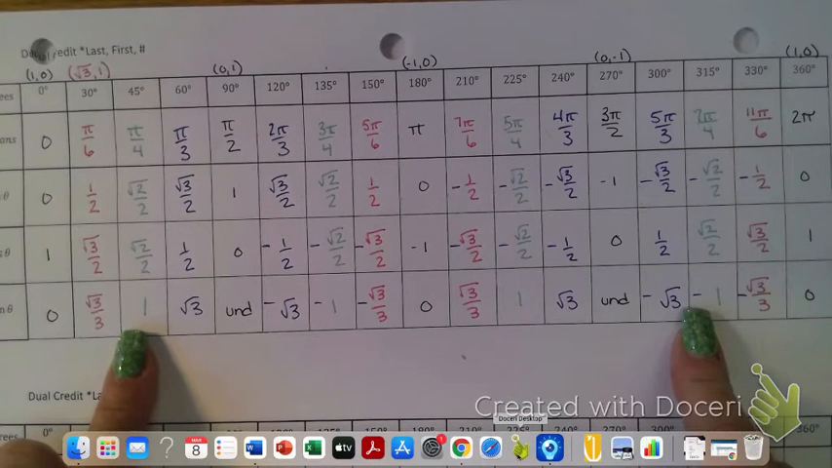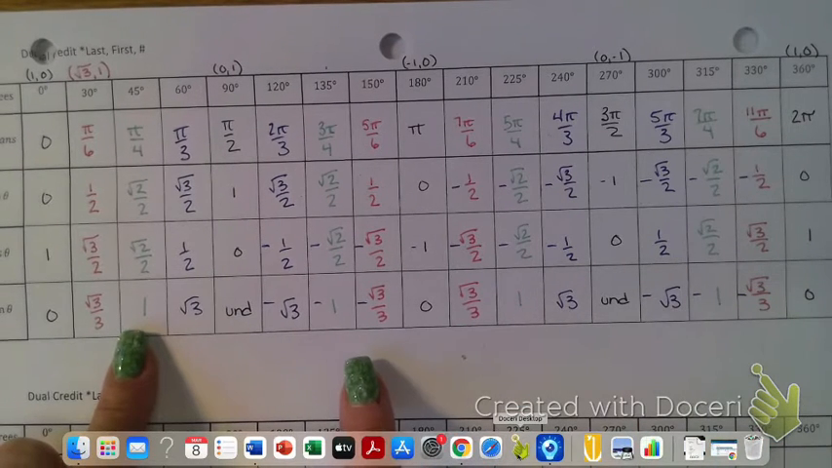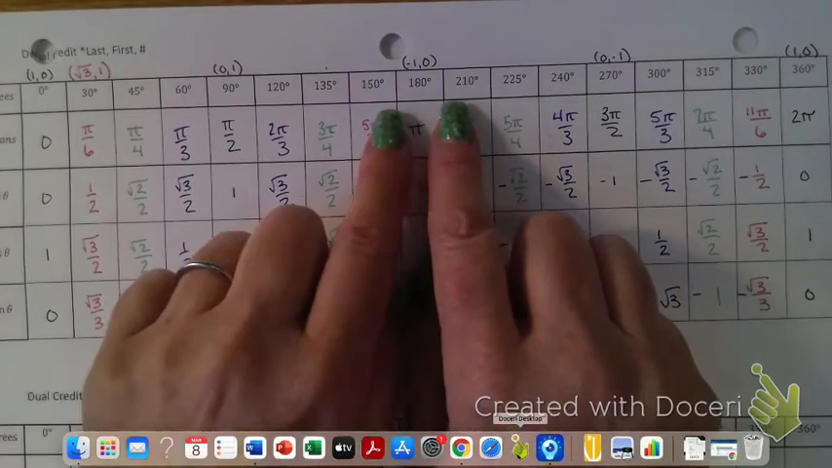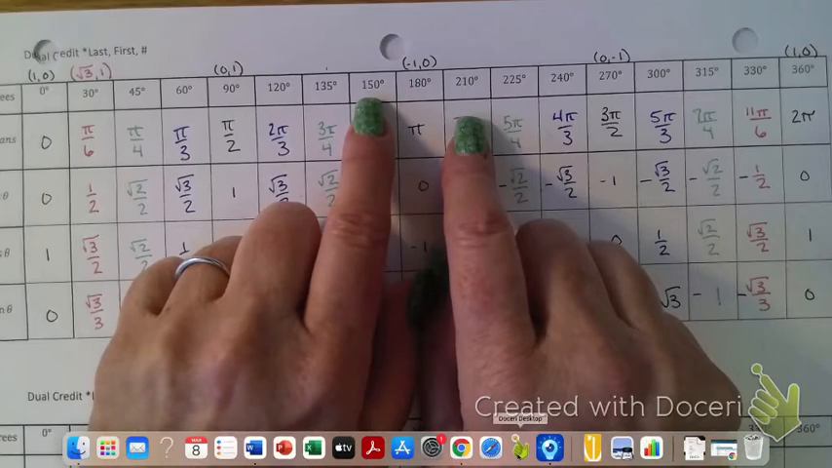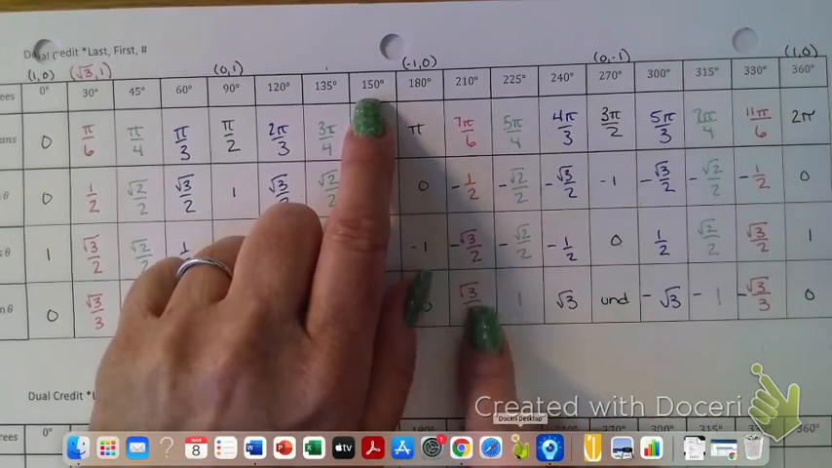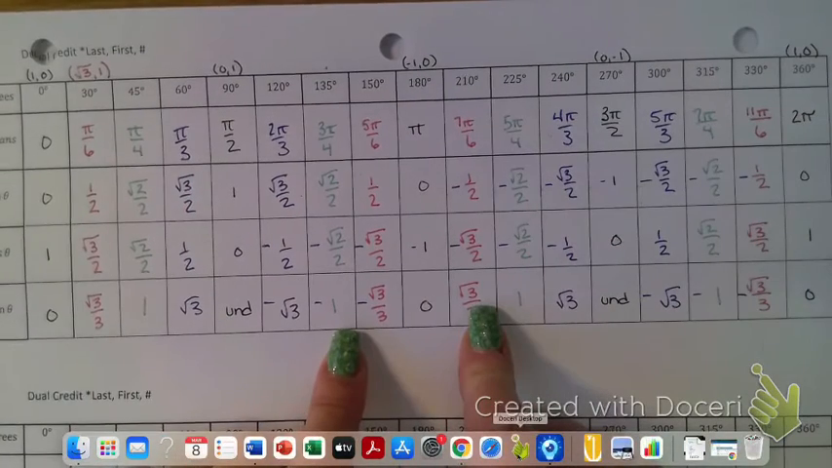Yes? So how do you remember, say, how did you remember 7 pi over 6 goes next to, like, after pi? Well, because of how far they are, the reference angle. Pi is 180, so 150 is 30, 210 is 30, so they're 30-degree reference angles. Is that what you're asking?